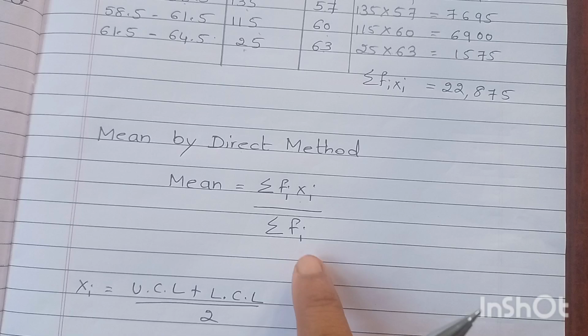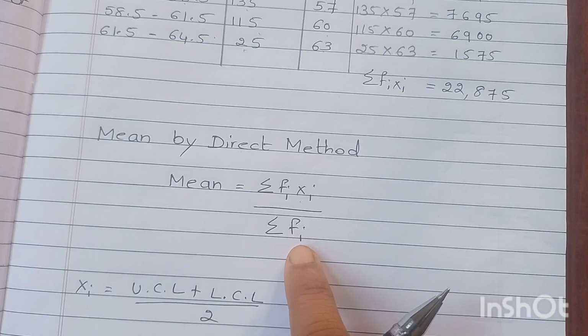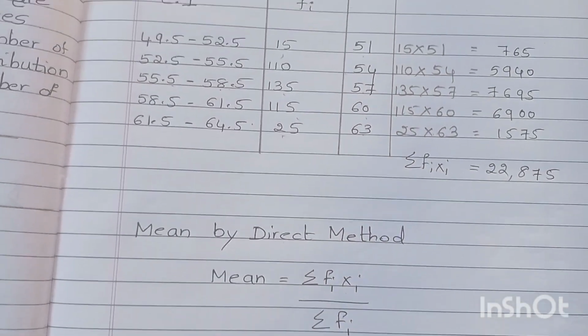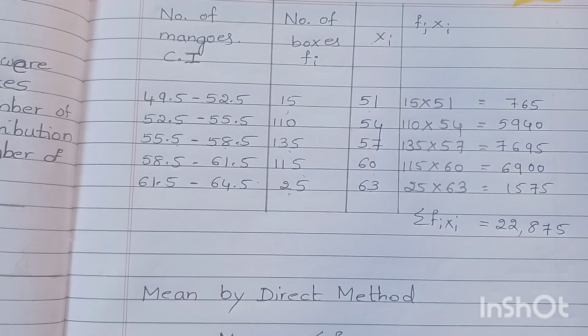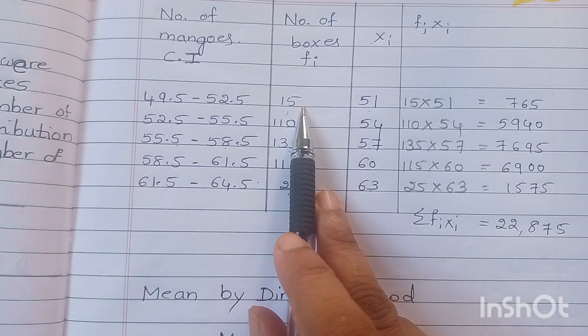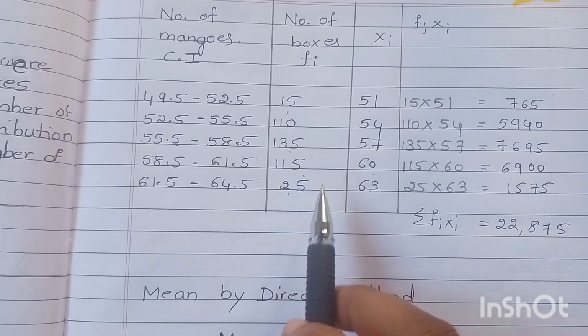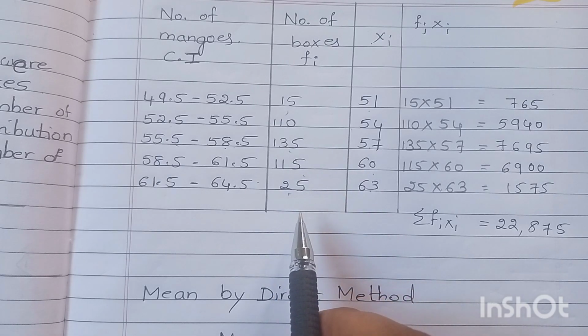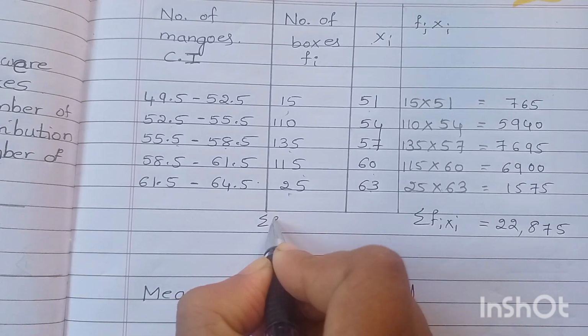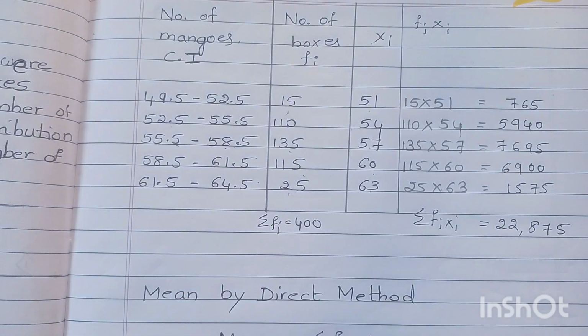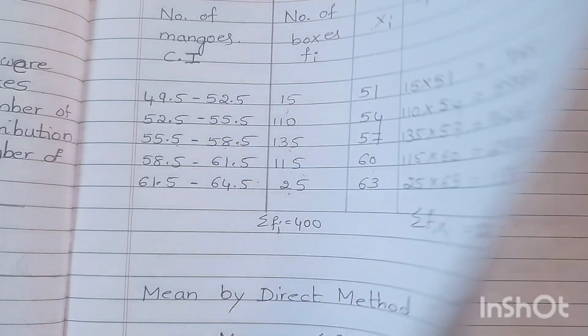Now here, in the denominator we have sum of fi. Means what? We have to add the frequency table also, isn't it? This one. 15 plus 110 plus 135 plus 115 plus 25 is how much? 400. That is, sum of fi is 400. Okay. Now let us substitute the value of sum of fi xi and sum of fi in the formula, in the main formula.